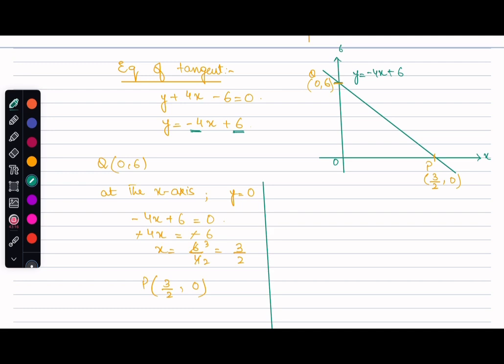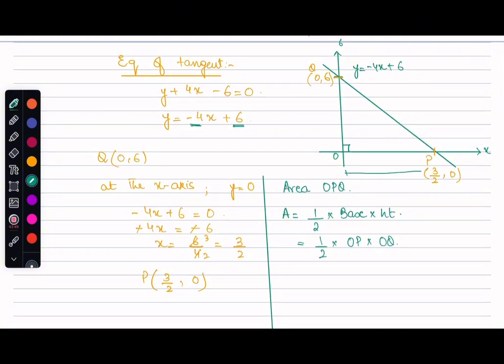So from this sketch, it is a right angle triangle, and I need to find the area of OPQ. I know that it is right angled at O, and the area of this right angle triangle shall be given as half into base into height, or I can say it's 1 by 2 into OP into OQ. OP here is the base, and it should be 3 by 2. OQ here shall be the height, and it should be equal to 6.